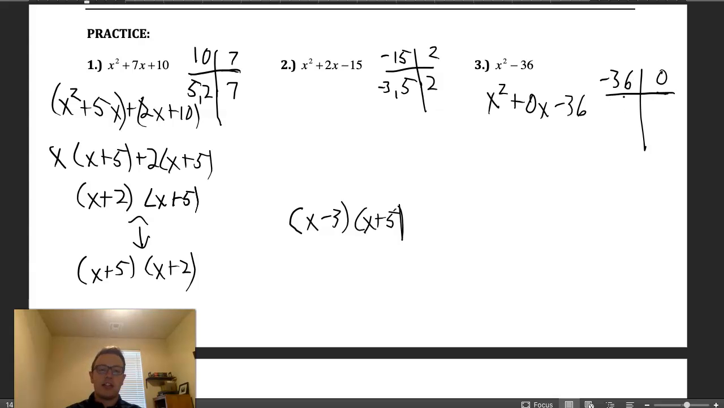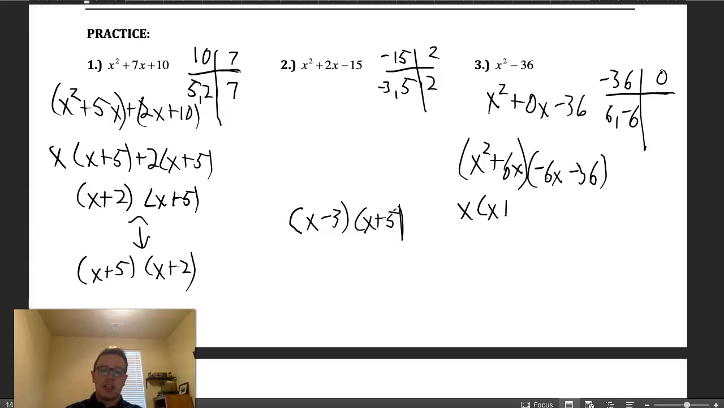Our factors of minus 36 that add up to 0 are going to be positive 6 and negative 6. So we're going to substitute those in. You get x squared plus 6x minus 6x minus 36. We're going to factor these, so we're going to put parentheses around, pull an x out of the first one, we're left with x plus 6, and we'll pull a minus 6 out of the second one to get x plus 6. And so our answer is x minus 6 times x plus 6.